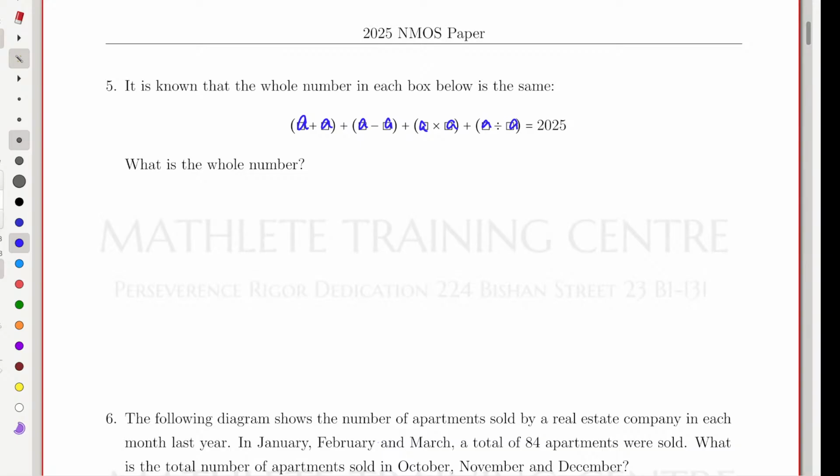A plus A is equal to 2A. A minus A is equal to 0. A times A, we can write it as A squared. You can also write it as A times A, no problem. And finally, A divided by A is equal to what? So we have something that is A times A plus 2A plus 1 equals 2025.